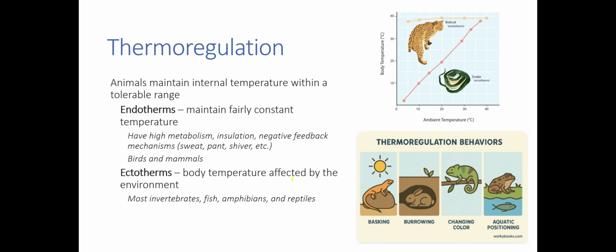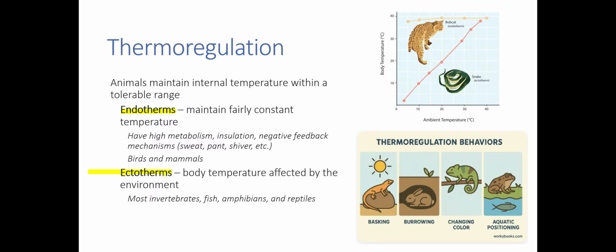We could also look at animals in terms of thermoregulation. For the most part, all animals have to maintain a somewhat tolerable range of temperature, but we can group them as either endotherms or ectotherms. Now, these are the more appropriate terms for what you probably have heard as warm-blooded or cold-blooded. Cold-blooded really isn't a great description because it makes you assume that their blood is cold. But cold-blooded is the word that goes with your ectotherms.